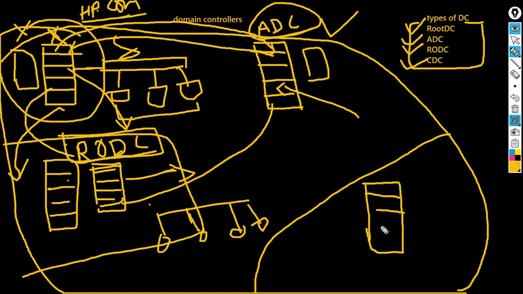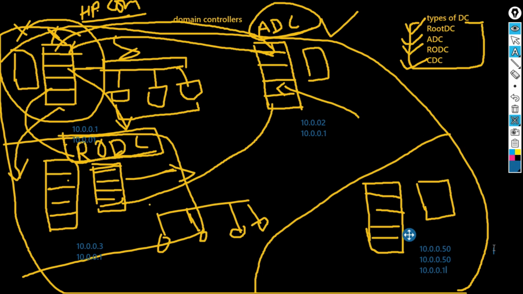And in this case, what will happen? The domain will be the same, but the child domain controller will have a separate DNS server. This is your database. Suppose you are using DNS on this server, 10.0.0.1. And the additional domain controller will be 10.0.0.2, and DNS will be 10.0.0.1. Same here, 10.0.0.3, and DNS will be the same. But in this case, suppose I am giving 10.0.0.50 to this child domain controller, and the preferred DNS will be the same, and for alternate DNS you can give 1.